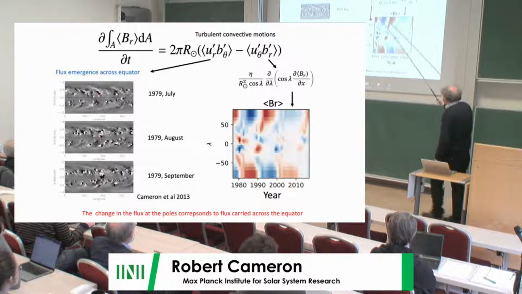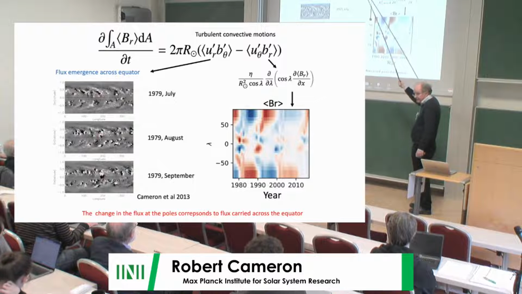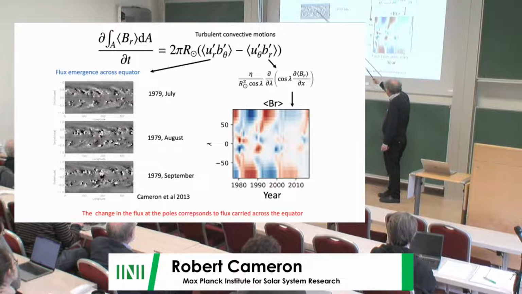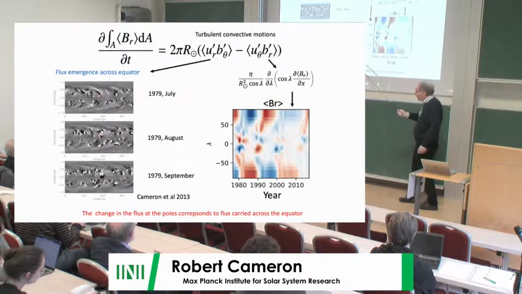So there were two terms. There's this U_R B_theta term, which corresponds to flux emergence across the equator. And yes, we see flux emergence across the equator. Here's an example. This is a large amount of flux which has emerged just across the equator. It was easy to find because it's huge.